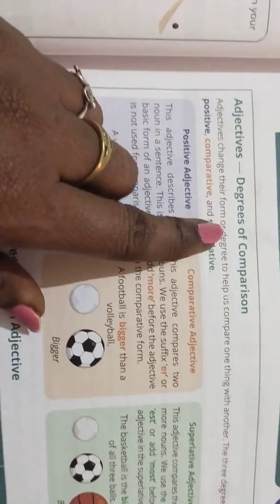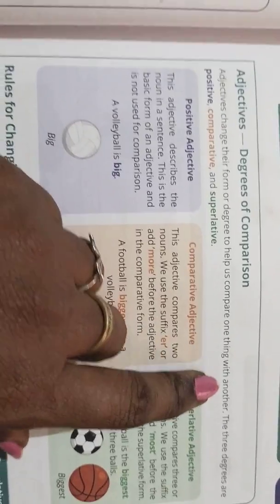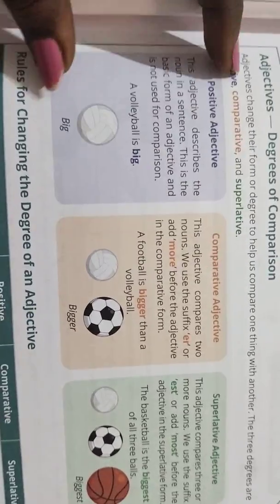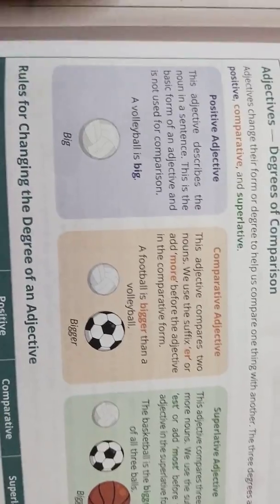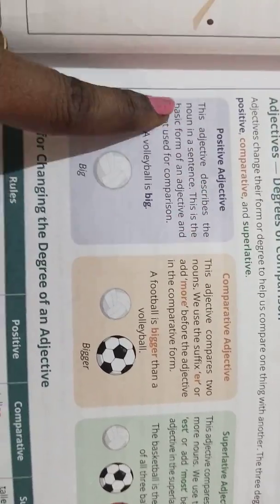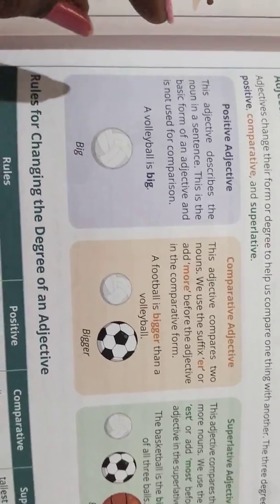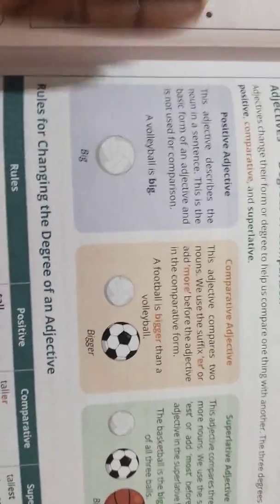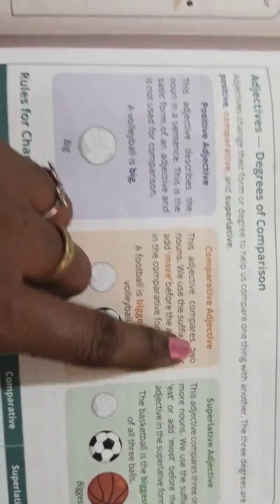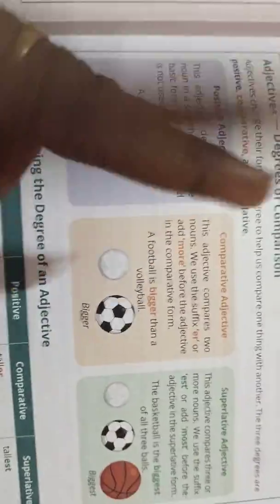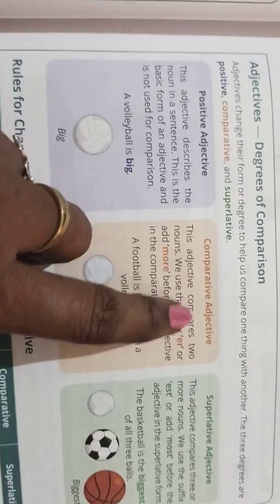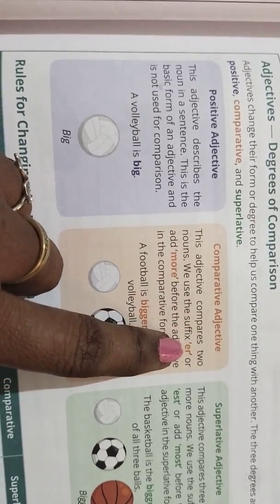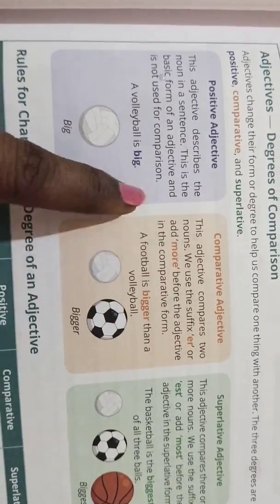Adjectives change their form or degree to help us compare one thing with another. The three degrees are positive, comparative and superlative. Positive means it remains the same: the adjective describes the noun in a sentence. This is the basic form of an adjective and it is not compared with any other thing. Comparative adjectives are used when comparing two things, so the adjective compares two nouns. The rule is that we use the suffix 'er' or add 'more' before the adjective in the comparative form.